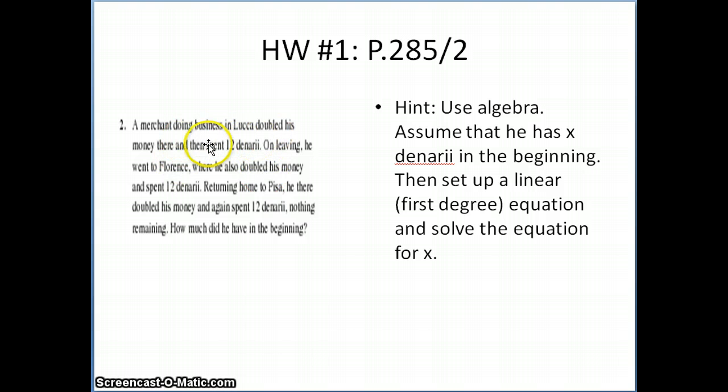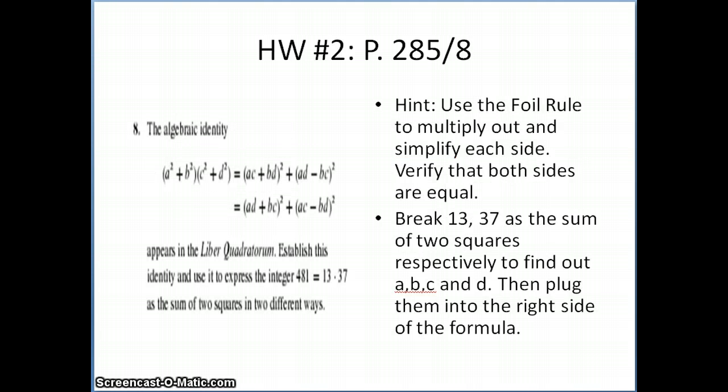So for example, he had x denarii at the beginning, so he doubled his money. That means you would double x, and then spend 12 denarii, so subtract 12, and so on. So that's how to do the first one. The second one is from his other book. This is an algebraic identity. It's like a formula.